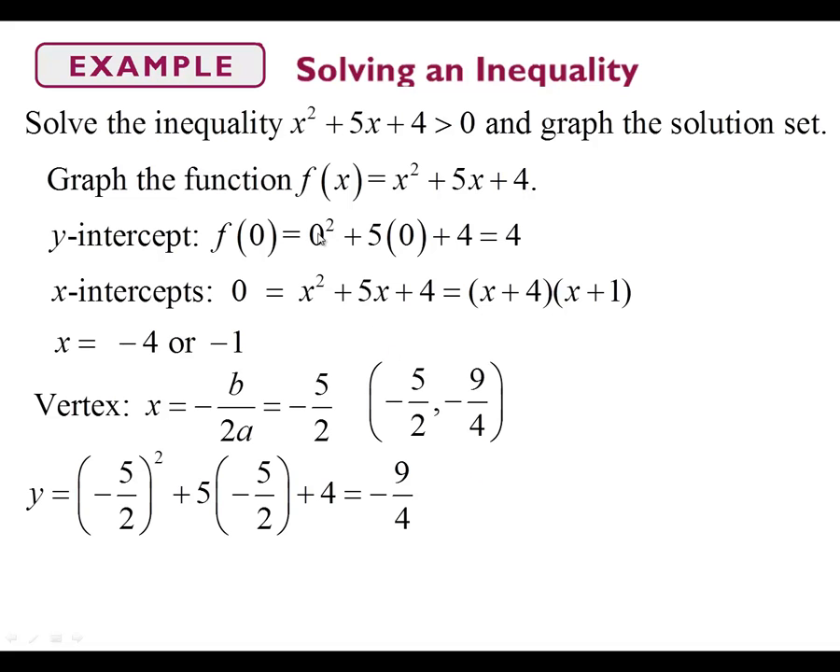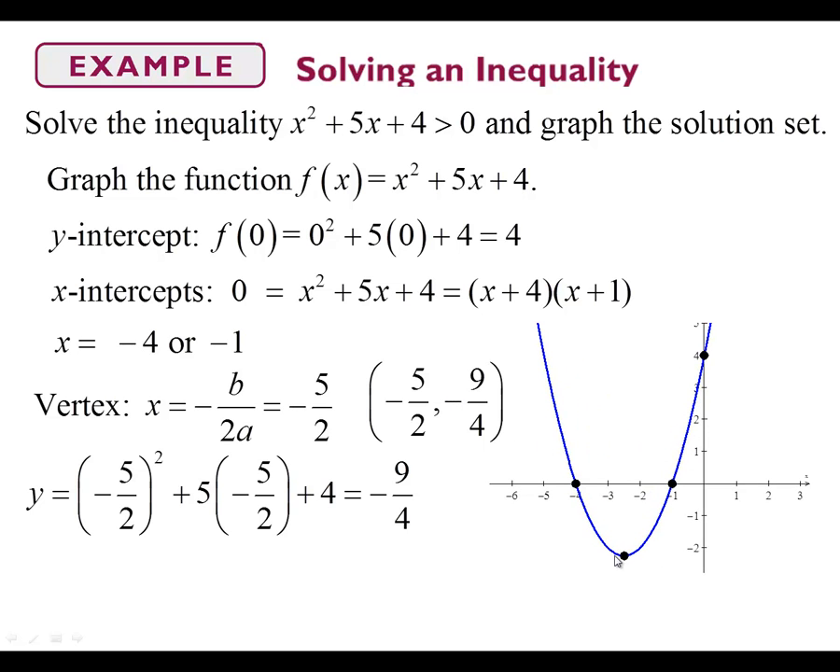So we have our y-intercept, we have our x-intercepts, we have our vertex. So now we can go ahead. Here's our vertex, negative 5 halves, negative 9 over 4. We have next negative 4, 0, that's here, and negative 1, 0, that's here, and here's our 0, 4. And so we can draw our parabola, and the parabola is going to be symmetrical about the vertex. This would be our axis of symmetry, right where the vertex is, and whatever comes down one side is going to come back up the other side the same way.